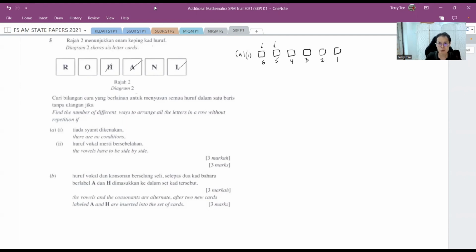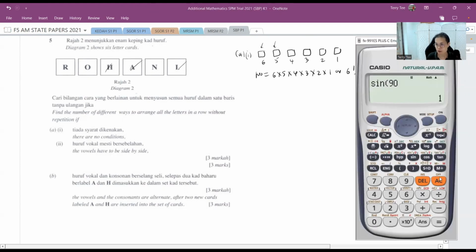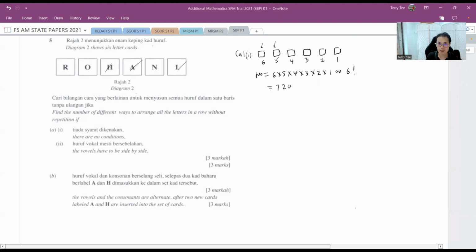So we can actually multiply them together one by one: 6 times 5 times 4 times 3 times 2 times 1. Or we can say 6 factorial. And the factorial sign you can find from the calculator. It looks like this: 6 shift factorial. There you go, 720. Yeah, your answer is 720.